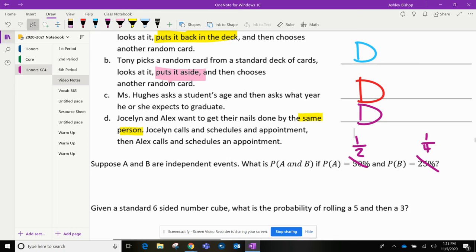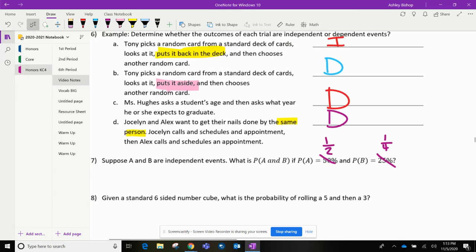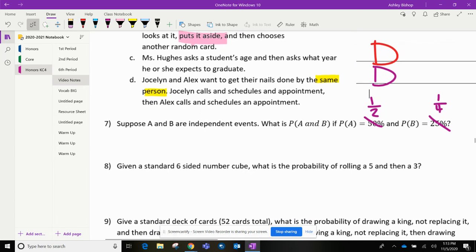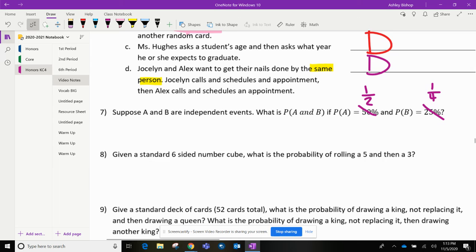Alrighty. These just take practice, and you might need to have a conversation with yourself, you might need to talk out loud about it, but you can let me know if you do not get one of these and I can further explain it. But question 7 says, suppose that A and B are independent events. What is the probability of A and B if the probability of A is 1/2 and the probability of B is 1/4? Change those numbers, please.